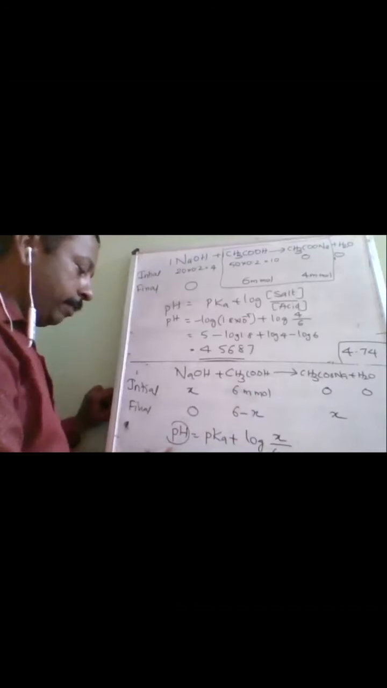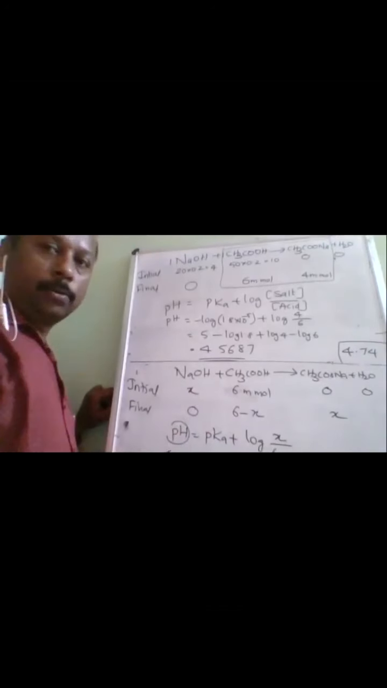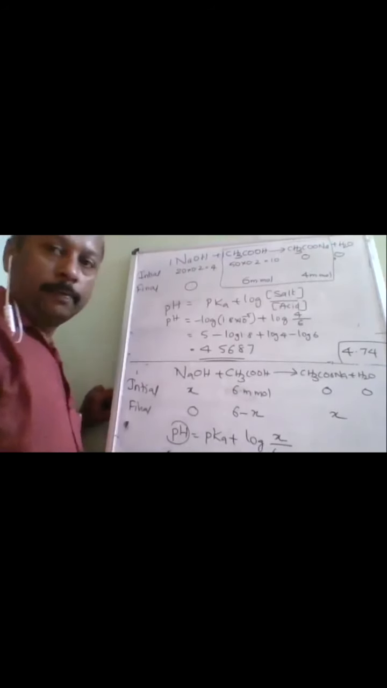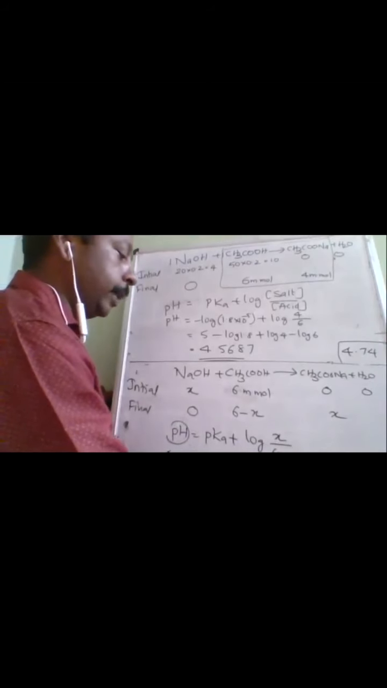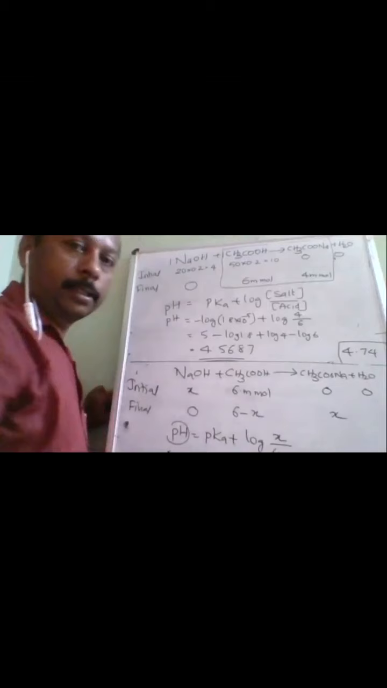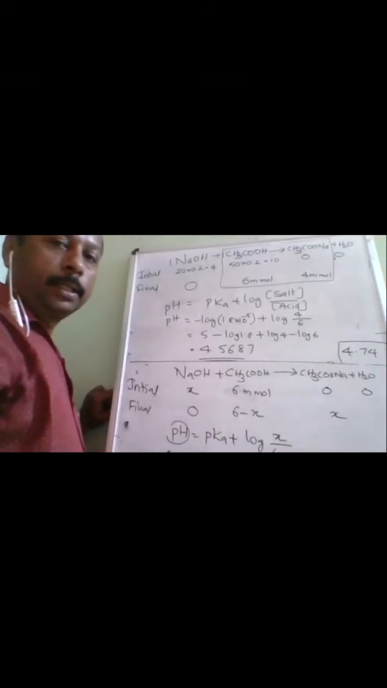Okay, here pH is already given as 4.74, which is equal to pKa. Already we have determined it as 5 minus log 1.8, plus log of x by 6 minus x. Okay, so like this, what will you get?